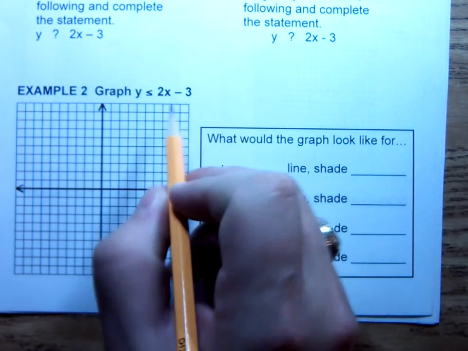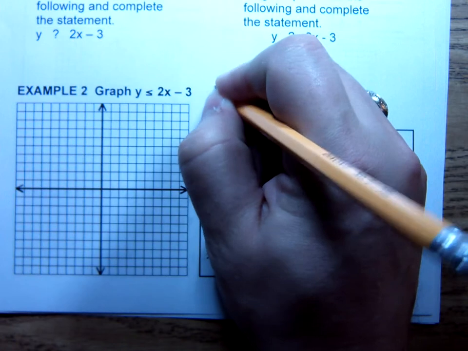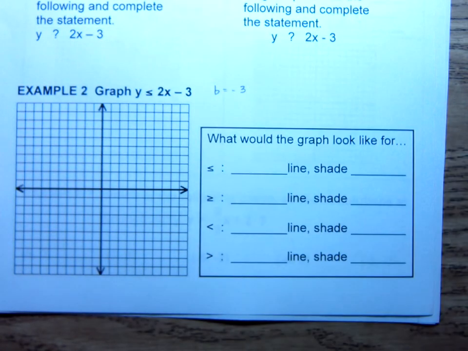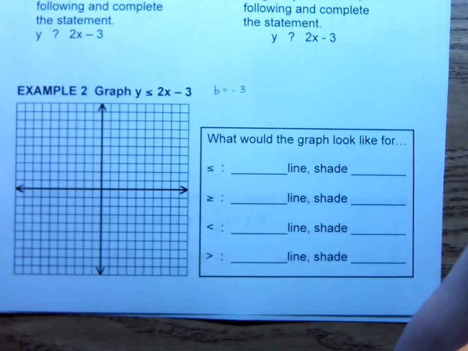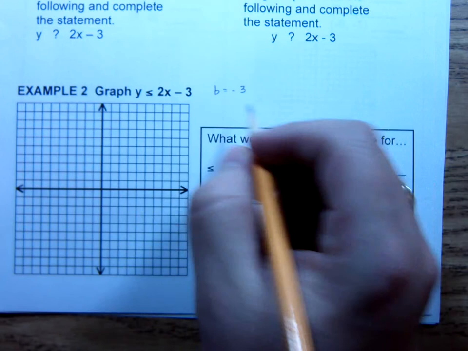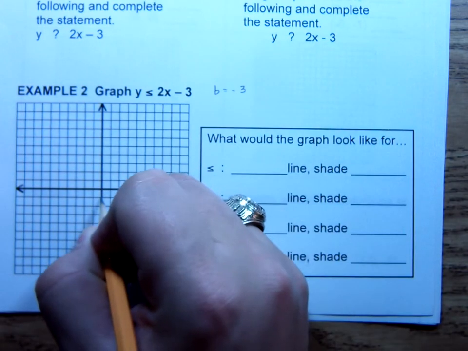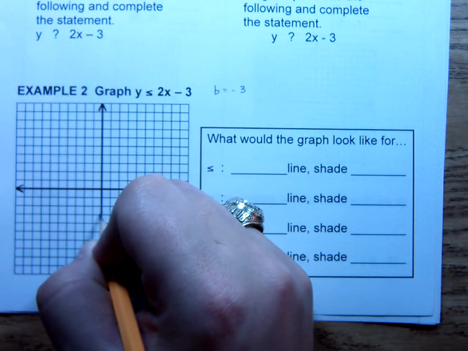So the first thing I'm going to do is identify my y-intercept, which is b equals -3. Okay, and then I'm going to go ahead and graph -3 on my y-intercept, which is my y-axis. Go to -3. So here's 0, 1, 2, 3. There's -3. I'm going to plot my point.